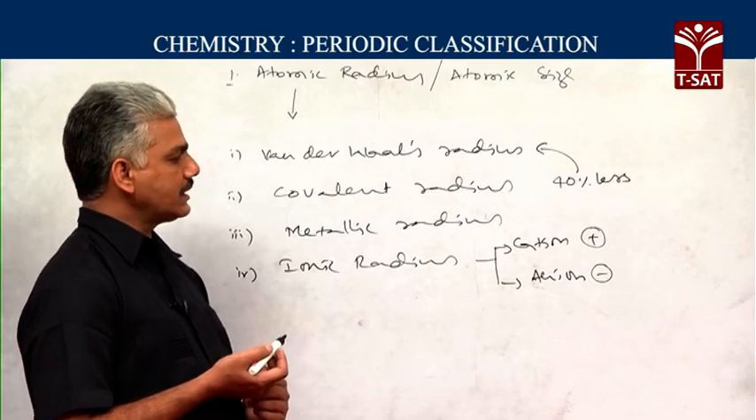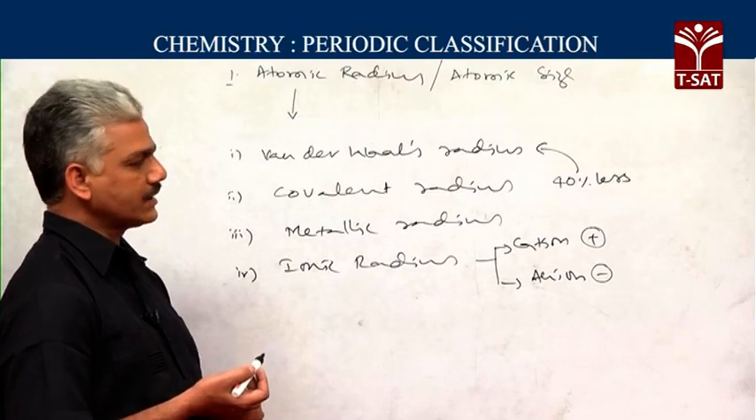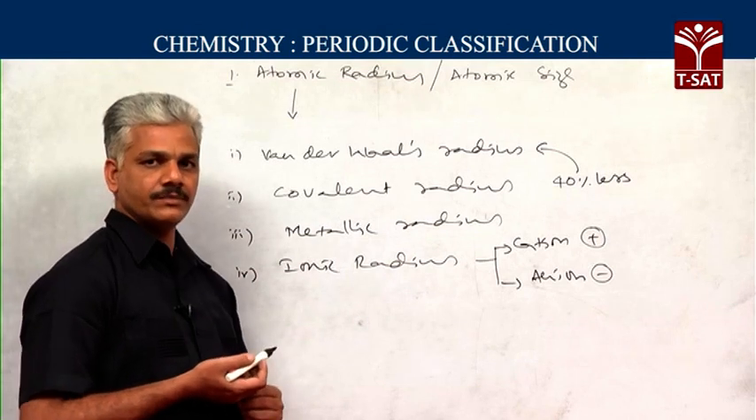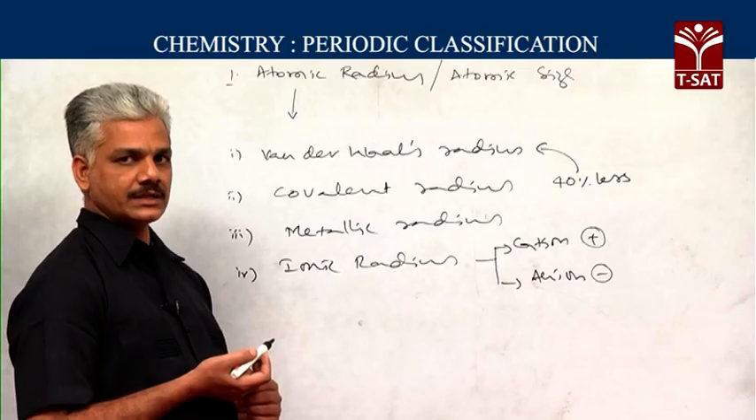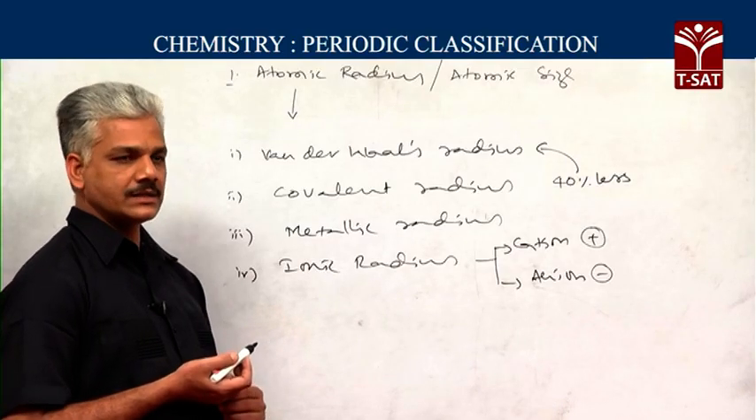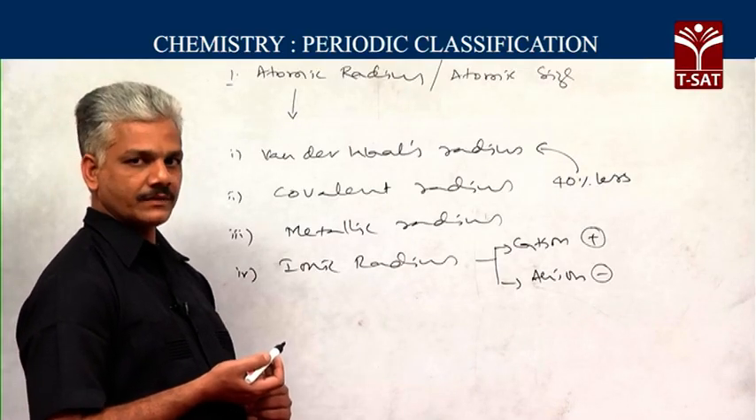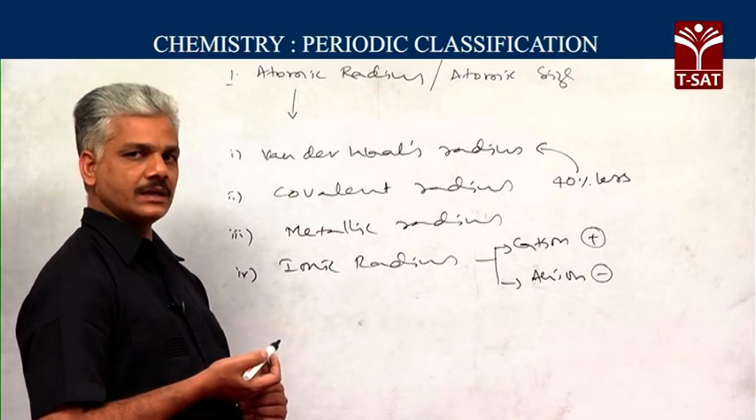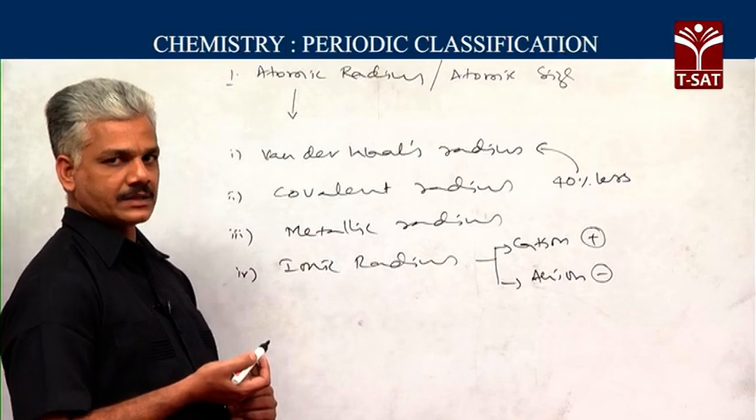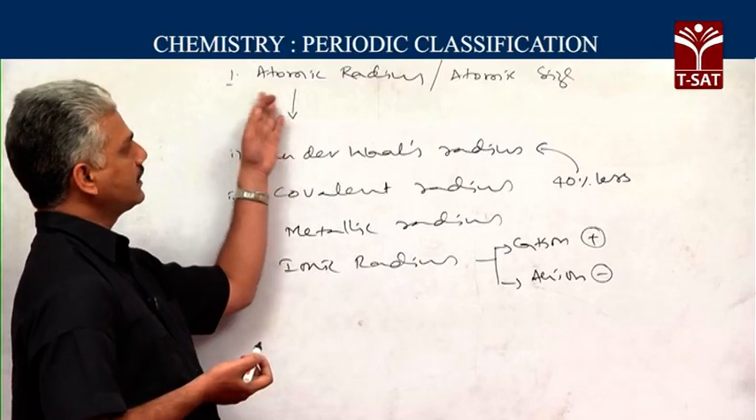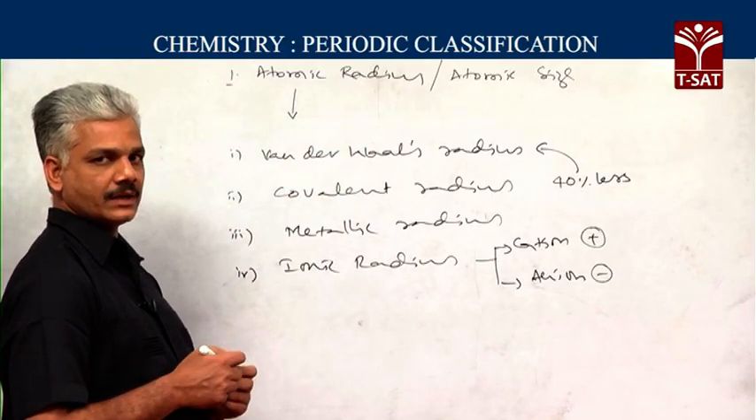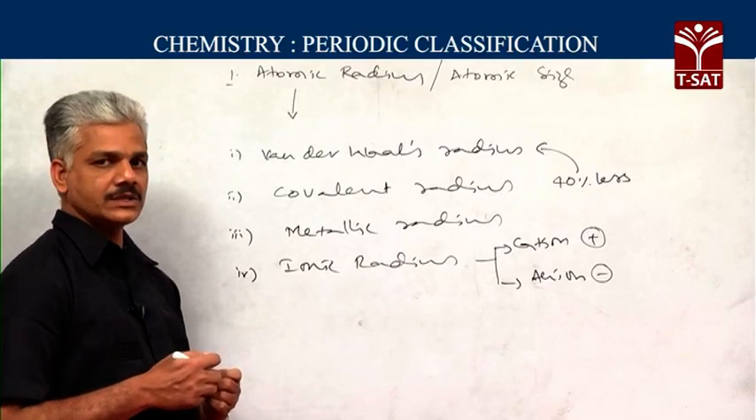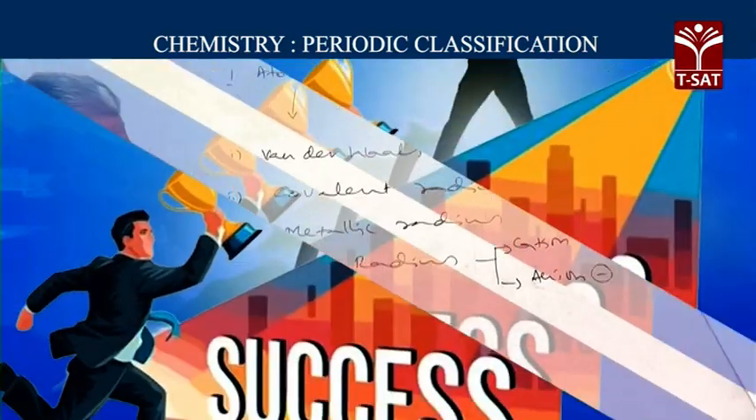In general, in case of isoelectronic species, with increase in the magnitude of positive charge, proportionately cationic radius decreases, and in case of anions, with increase in the magnitude of negative charge, anionic radius proportionately increases. So, this is the first periodic property, atomic radius, types of atomic radius and their variation in the periodic table.